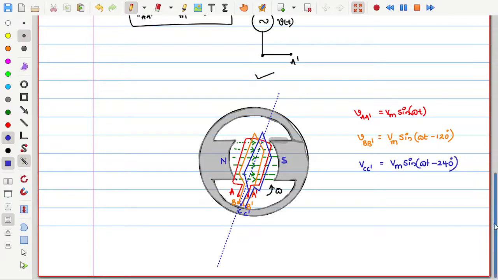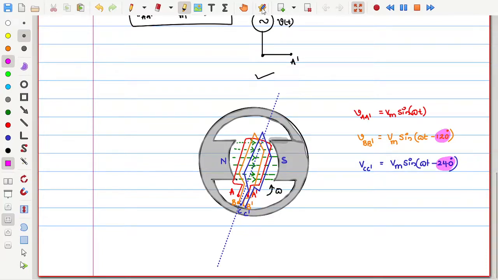So this depends on its physical displacement. The voltages produced in each coil are going to differ by a certain angle. That is what the phase is. See, the first coil voltage is producing from 0 degree onwards, whereas the second coil is producing from 120 degrees onwards, and the third coil is producing from 240 degrees onwards.